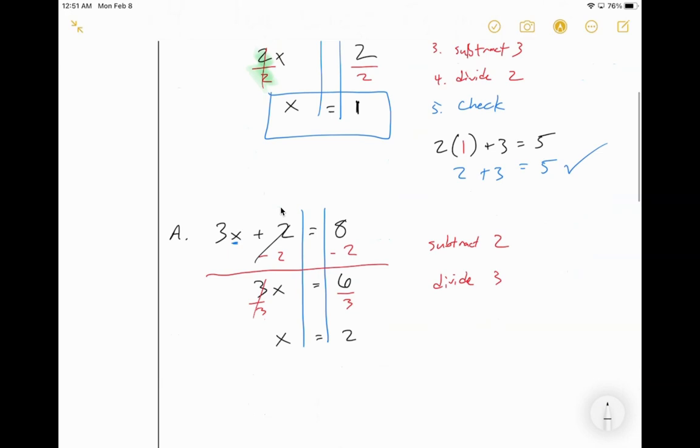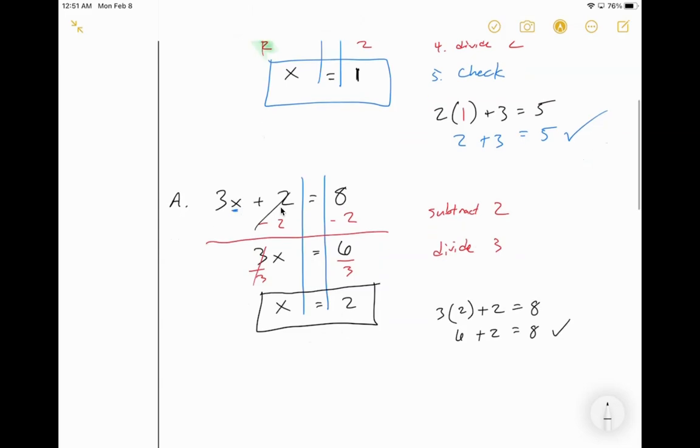Let's go ahead and do our check work here. 3 times 2 plus 2 should equal 8. 3 times 2 is 6. 6 plus 2 is 8. So that checks out. And I know that is my final answer. All right, let's keep going. Let's do another one here.